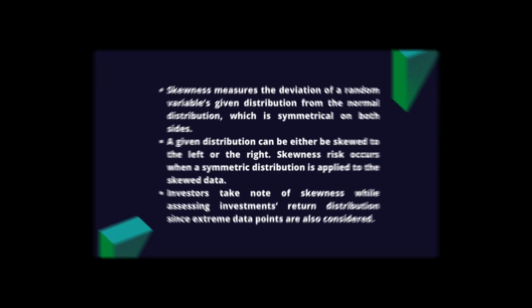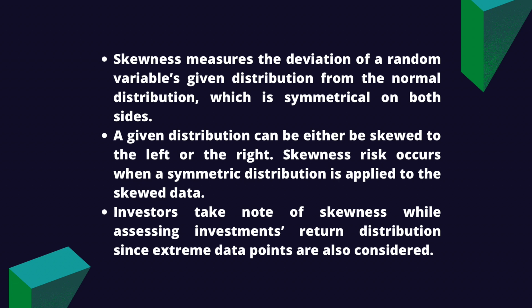Let's take a look at the summary of this topic, which is skewness. First, skewness measures the deviation of a random variable's given distribution from the normal distribution, which is symmetrical on both sides. Second, a given distribution can either be skewed to the left or the right. Skewness risk occurs when a symmetric distribution is applied to the skewed data. Third, investors take note of skewness while assessing investments' return distributions, since extreme data points are also considered.